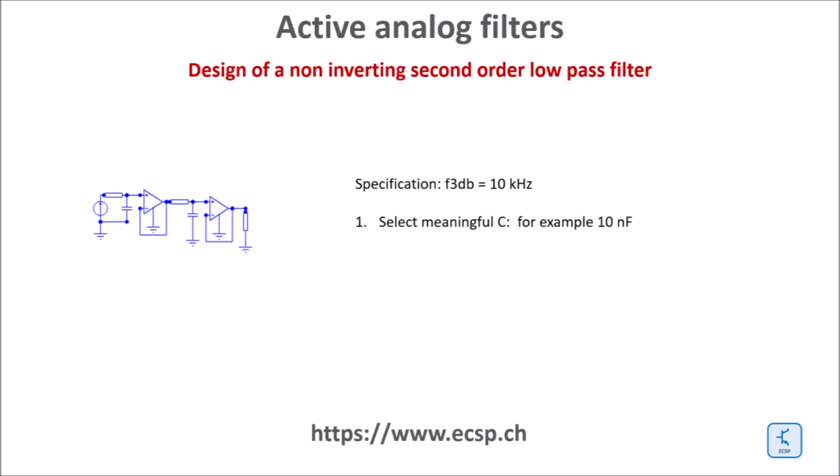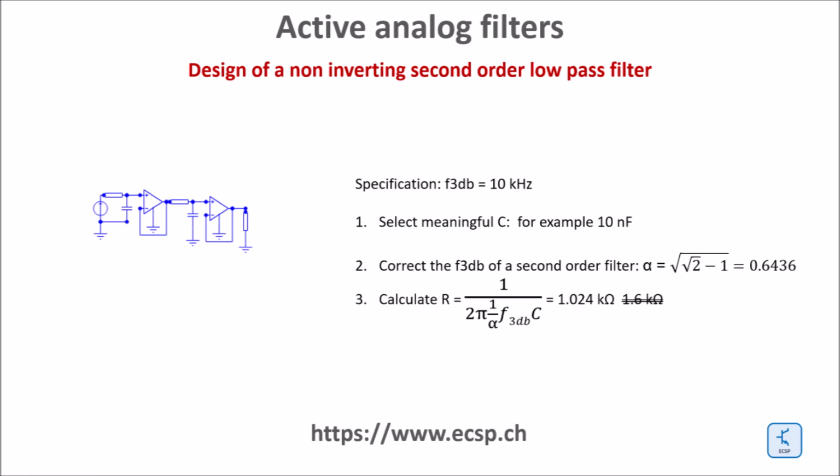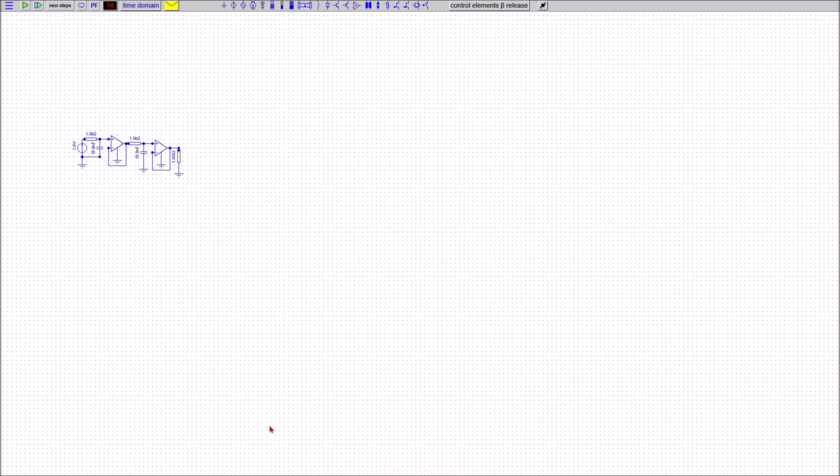The spec is kept at 10 kHz and the capacitors are still 10 nanofarads as before. However, the cutoff frequencies of the two individual low-pass filters have to be corrected by alpha, which for a second order filter is equal to the following formula. The correction alpha for this filter is 0.6. The cutoff frequency of the individual filters therefore is not 10 kHz as before, but 10 kHz divided by alpha, which is equal to 15.5 kHz. As a result, the resistors are adapted from originally 1.6 kΩ to now 1.02 kΩ.